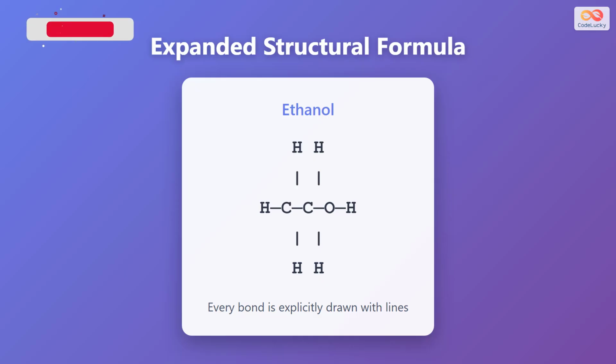The expanded structural formula for ethanol shows every single bond in the molecule. Each hydrogen is explicitly connected to its carbon with a line, and the carbon-carbon bond is clearly shown. The oxygen is bonded to the second carbon, with its hydrogen also explicitly drawn. This complete representation leaves no ambiguity about how atoms are connected, though it takes up more space.